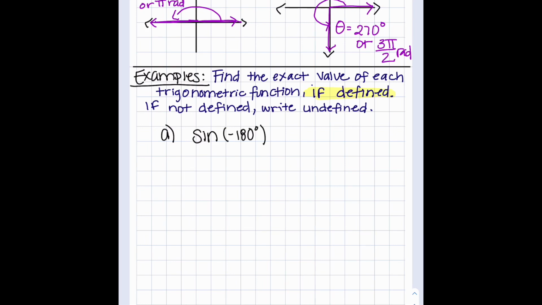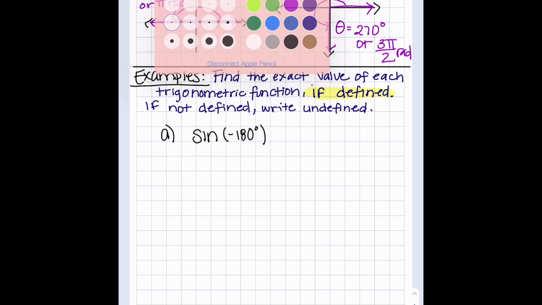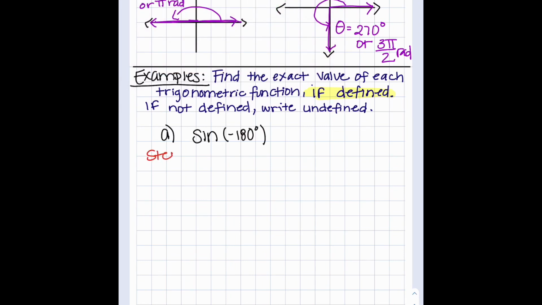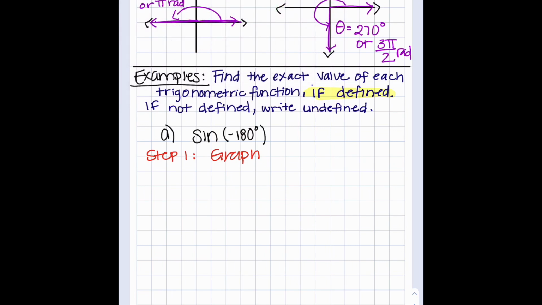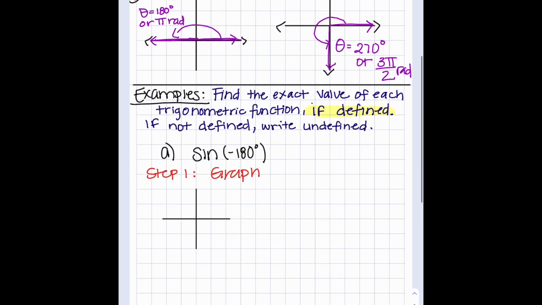So let's get into this example here. Step 1, I would say graph. Graph the degree measurement that they give you. Now, the degree measurements that they give you, or the angle measurements that they give you, are all coming from the most common quadrantal angles. And that's from your notes up here.